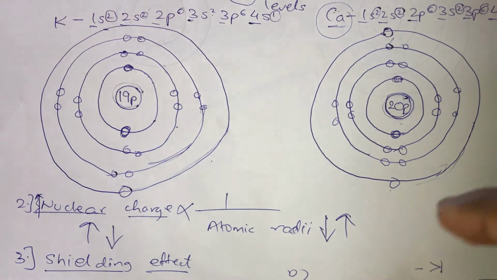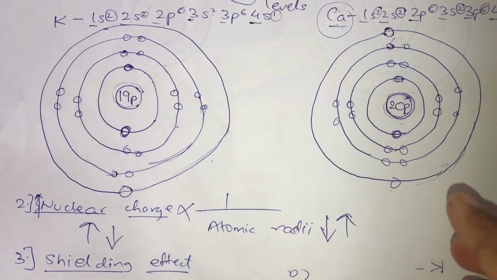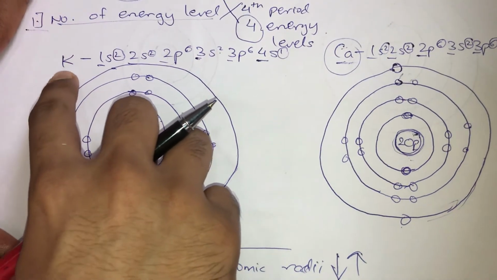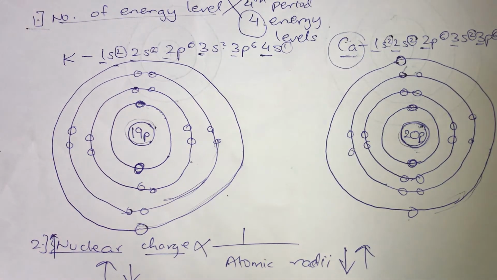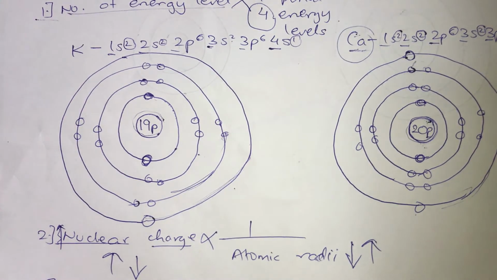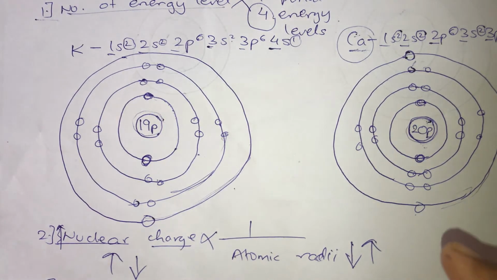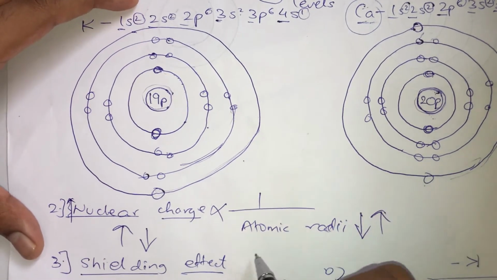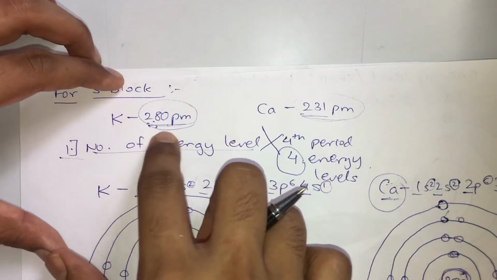So what you have observed over here is that the number of electrons inside the inner energy levels for potassium and calcium is the same. Now since the number of electrons that are shielding is the same, then it is obvious that both of them are going to experience the same amount of shielding effect. Now since both of them are going to experience the same amount of shielding effect, then it is obvious that shielding effect cannot be the differentiating factor for the change in atomic radius.